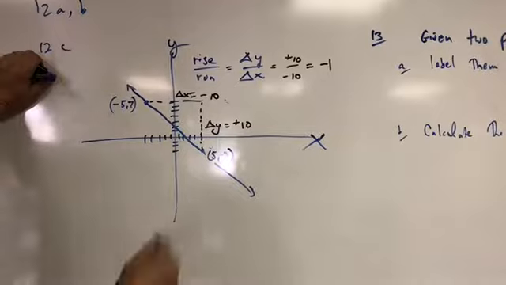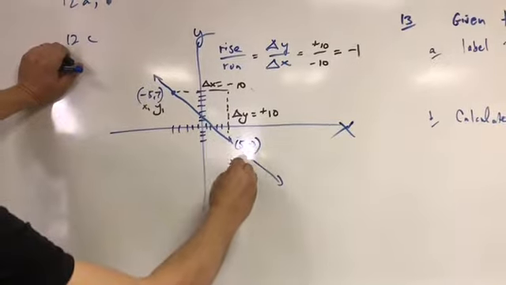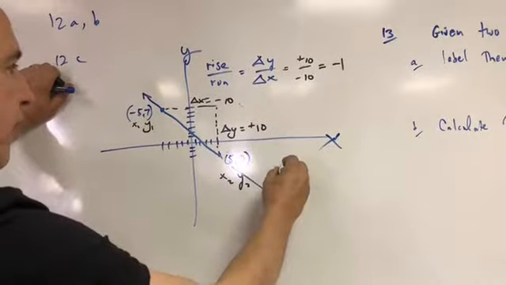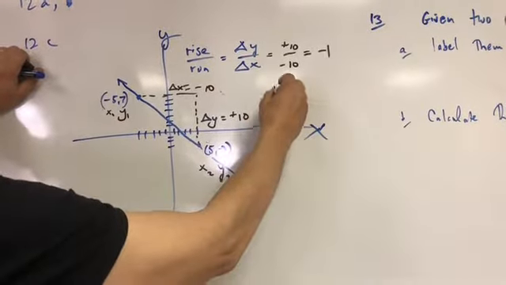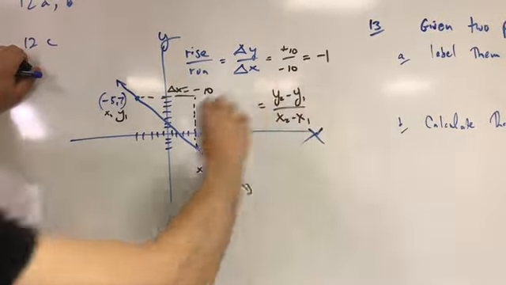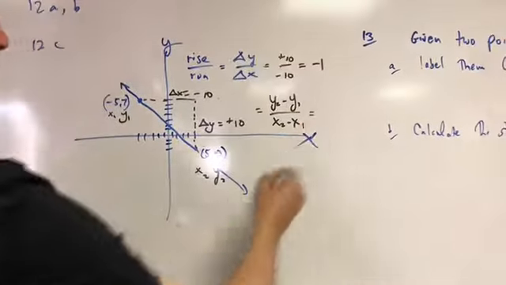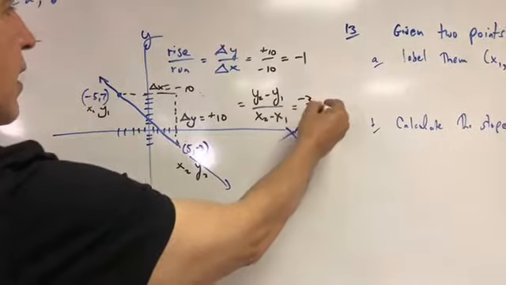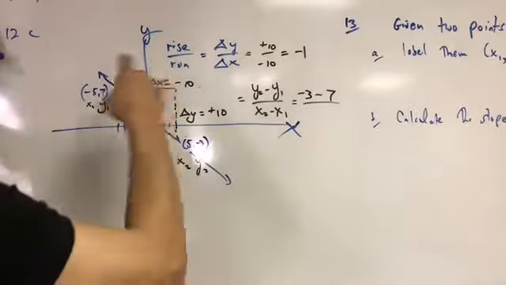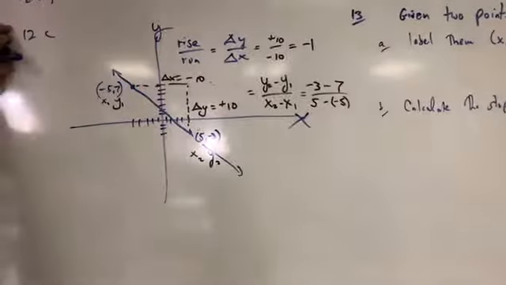There's another way to do this. One would be to label these x1, y1, x2, y2, and use the formula for slope, which is change in y over change in x. It's equal to y2 minus y1 over x2 minus x1, or you can do y1 minus y2 over x1 minus x2. In this case, we've labeled it that way. We take y2 as -3 minus y1, which is 7, over x2 minus x1, 5 minus -5. There we go. Now, finish it off.